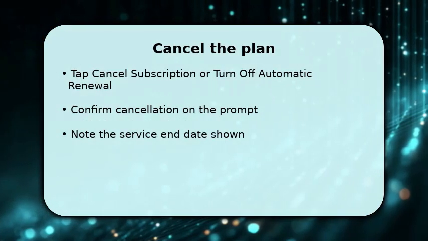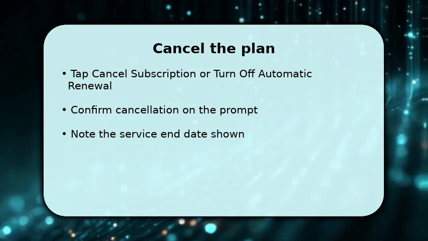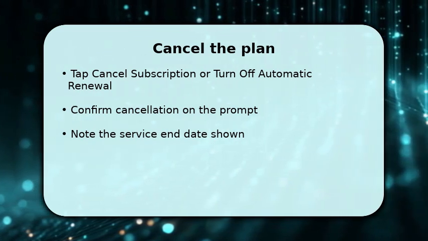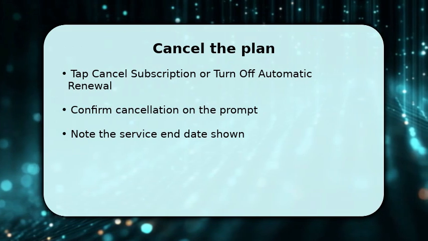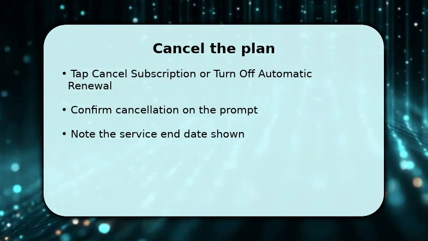Now you'll cancel. Tap Cancel Subscription or turn off automatic renewal and follow the on-screen confirmation to stop recurring charges. Once done, you still have access through the current paid period. That's why you should check the service end date so you won't lose progress unexpectedly.